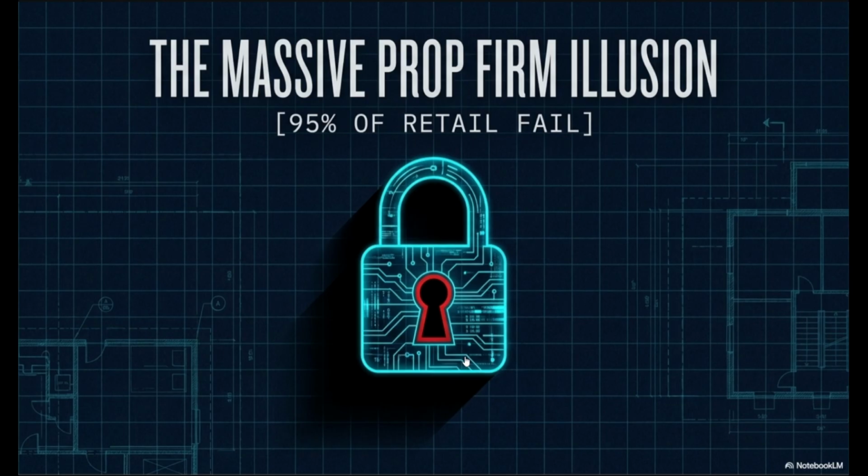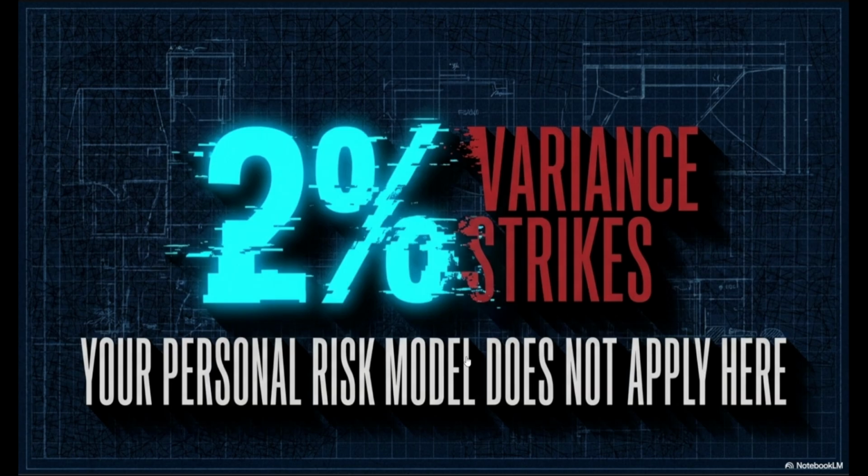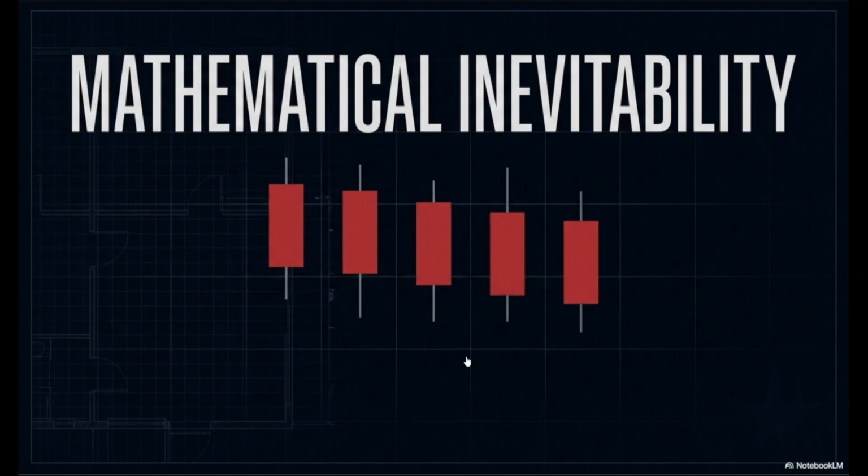And variance always hits. This is variable number 3, the drawdown. You need to know the historical drawdown of your strategy. Let us say your system has a 50% win rate. Statistically, a losing streak of 5 consecutive trades is not just possible, it is a mathematical inevitability. If you are risking 2% per trade on a prop firm and you hit that 5-trade losing streak, you are down 10%.